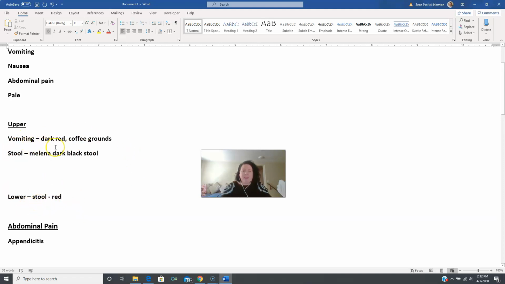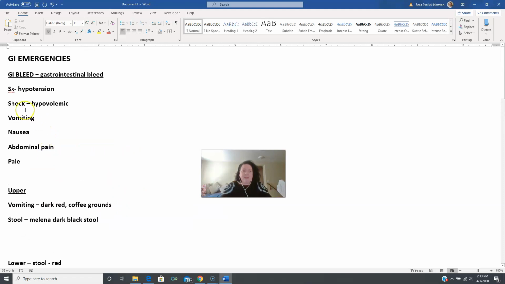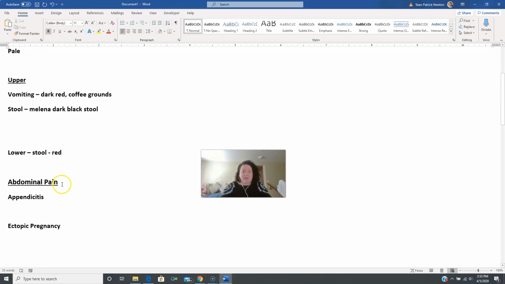And then vomiting that is dark red, and coffee grounds, that's with upper GI bleeding. And again, all of these are under the umbrella of gastrointestinal bleeding. These just are the specific locations.